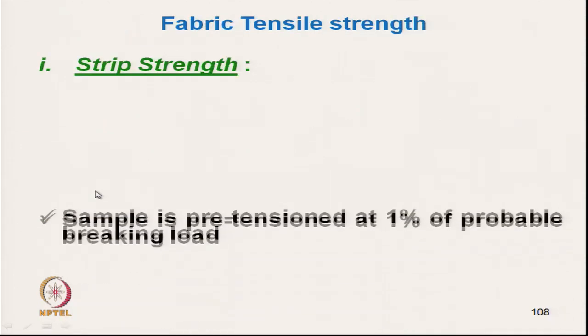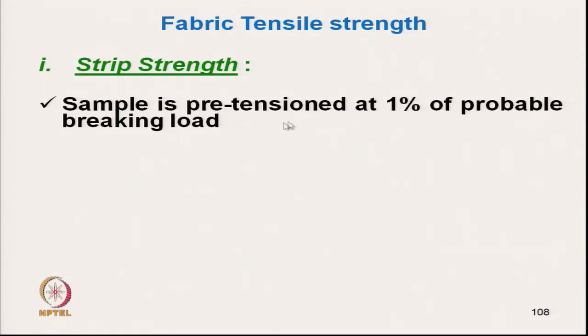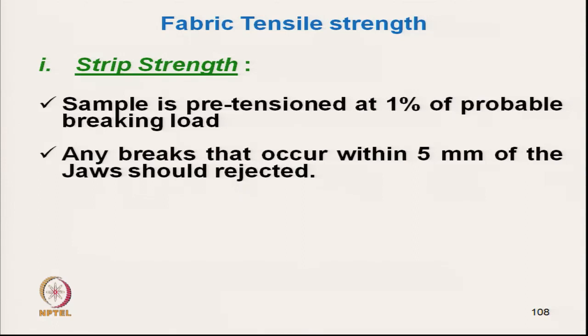And the sample is pre-tensioned at 1% of probable breaking load. So, if we know the probable breaking load, the expected breaking load, we have to apply some pre-tension. Why do we need pre-tension? Just to remove any crimp or any other fold, any crimp effect. So, we have some pre-tension, and in case of any improper jawing.